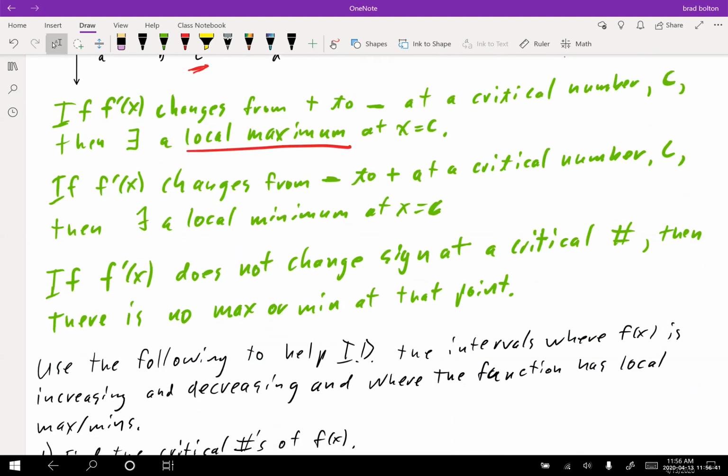If the sign does not change at a critical number, then there is no local min or local max at that location.